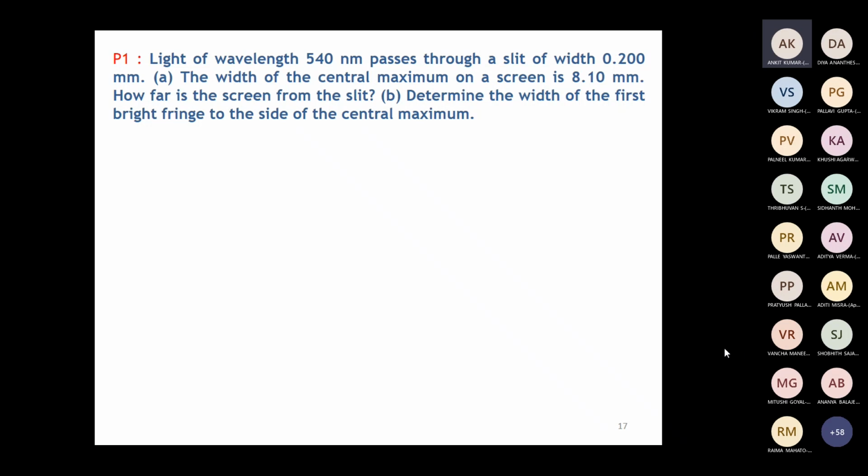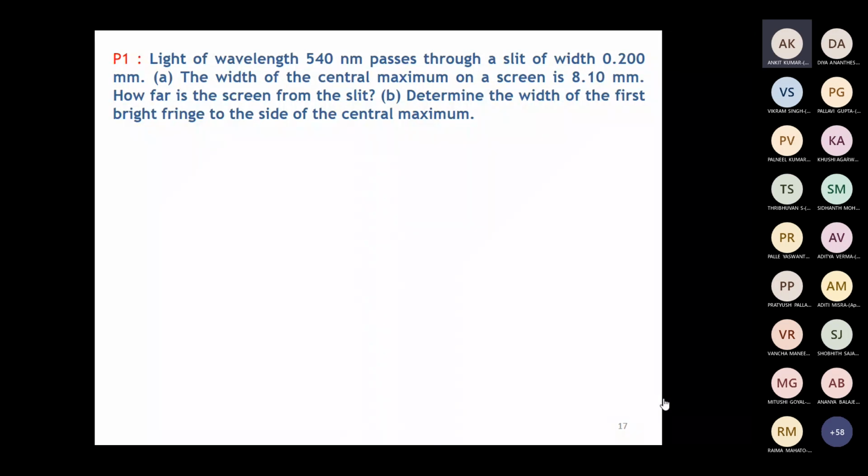Sir? Yes, sir, 1.5 meters is the distance. 1.5 meters, is it true? What about others? Yes, sir, 1.5 meters. Yes, sir, 1.5 meters. Width of the first bright fringe to the side of the central maximum is 1.5 meters. Okay.